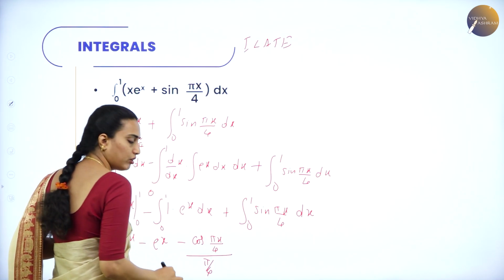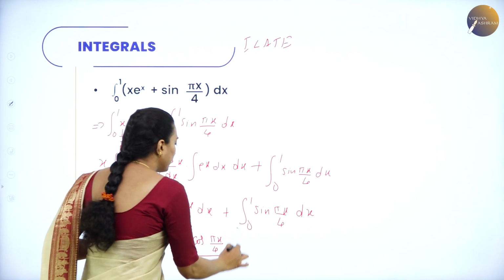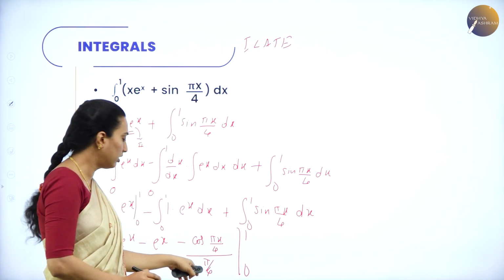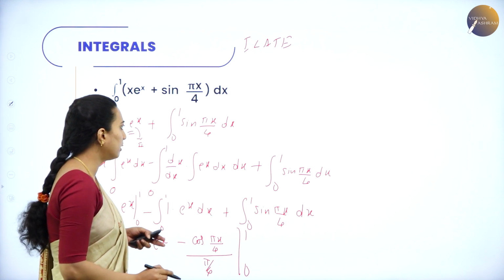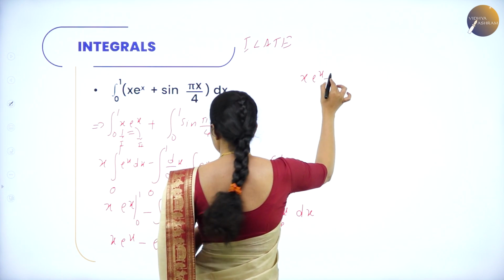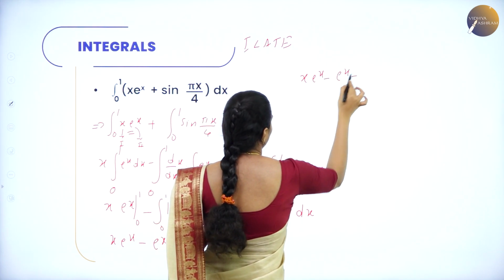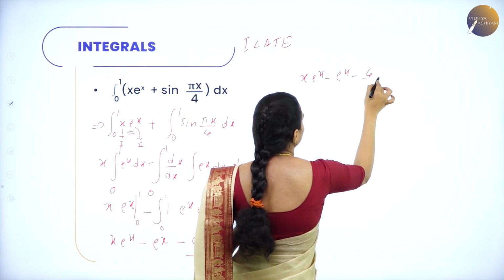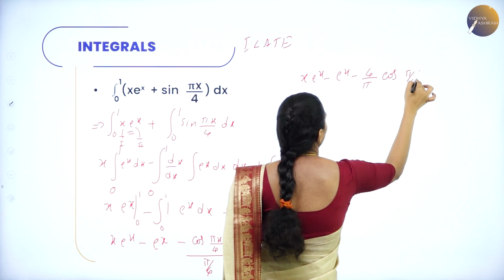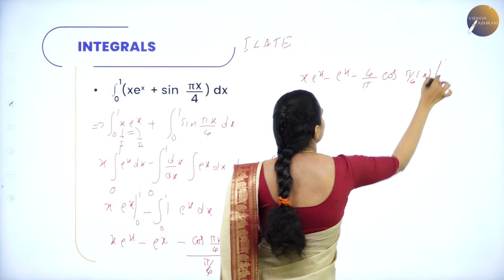Why? Coefficient of x, isn't it? From the limit 0 to 1, coefficient of x is pi by 4, that I am going to divide. So now this will go to the numerator. So you are going to get x into e power x minus e power x minus 4 by pi into cos pi by 4 into x from the limit 0 to 1.